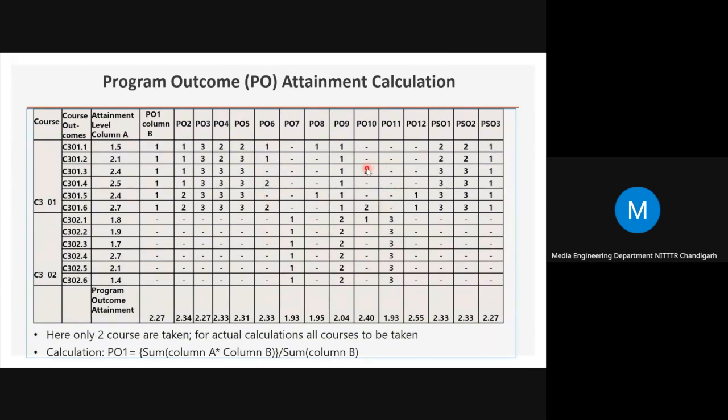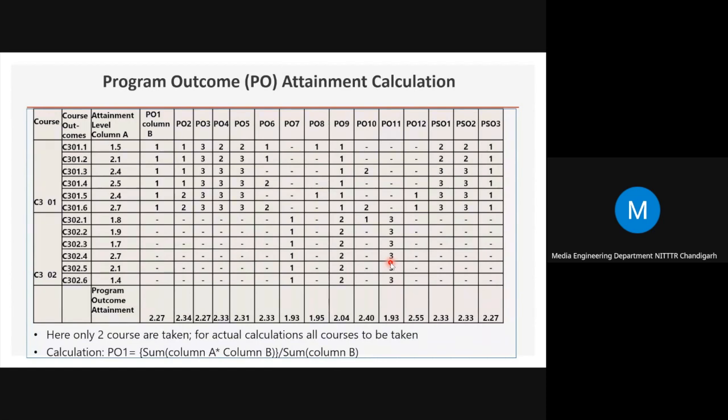Like in this PO10 case, only this particular CO3 is contributing to PO10. CO1, CO2 or other COs are not, but CO6 is also contributing. We will consider only those COs which are contributing to that particular PO attainment, multiply by the strength, and then divide by the sum of column B. For PO10, CO1 of the second subject is also contributing. This is how we do these calculations.